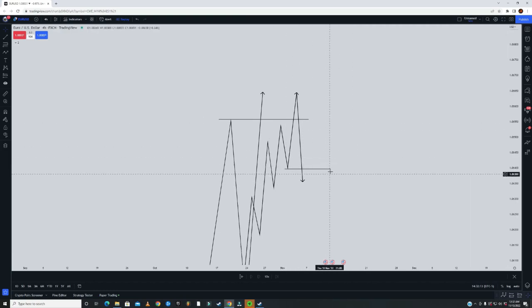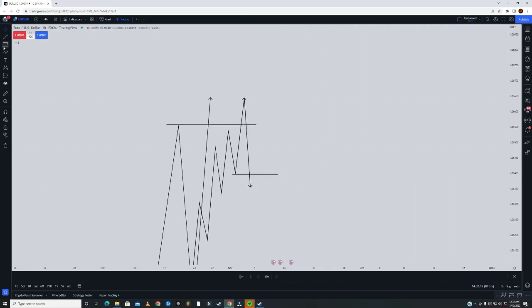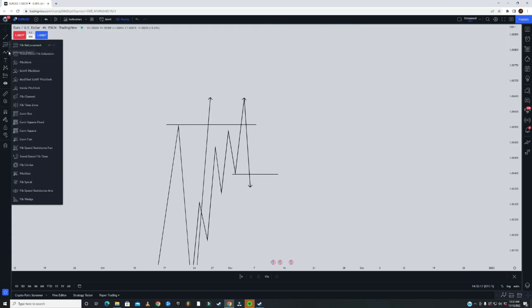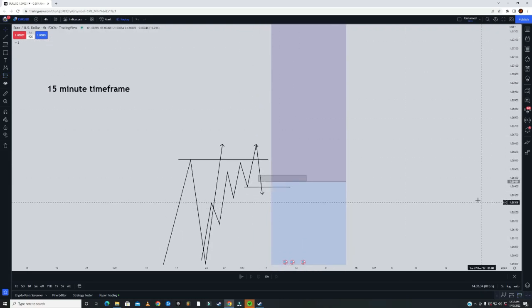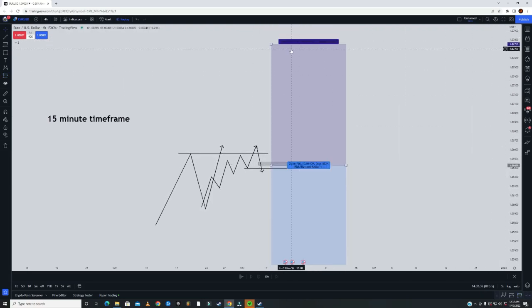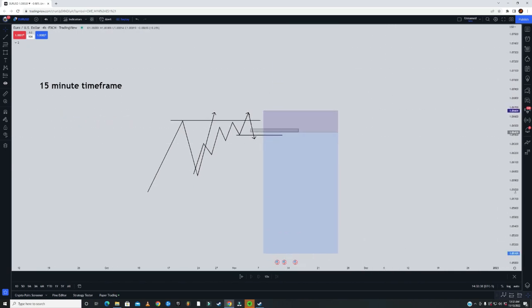So once you have such a shift or change of character, there are two things that you can do. You can take your entry from the closest fair value gap. I do not recommend that. If you fear missing out on the trade, then you should take your entry from the closest fair value gap and put your stop loss at the high, okay?